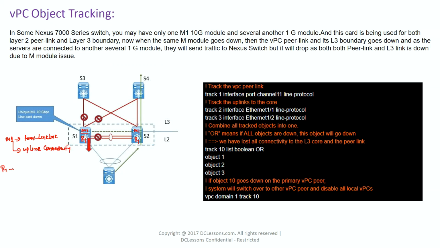And the F1 module is used for your access switches. Right, so this is your scenario. Now what happens if your M1 module goes down?